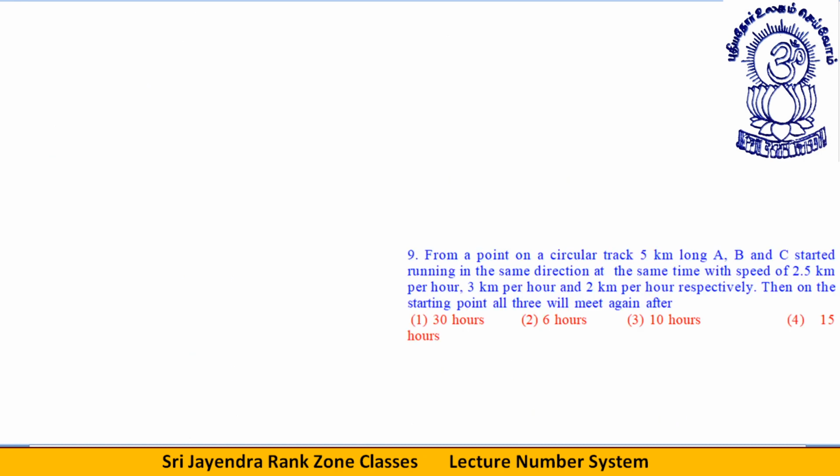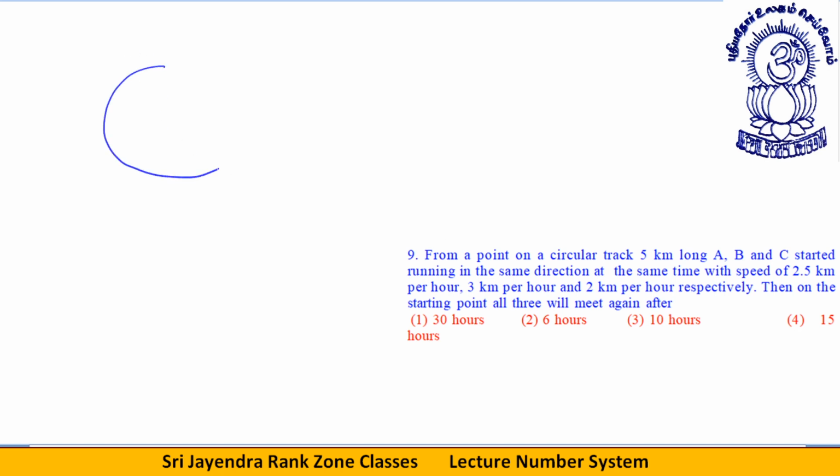This is literally a little bit tricky question, okay? From a point on a circular track 5 km long, A, B, C start running in the same direction at the same time with speeds 2.5 km per hour, 3 km per hour, and 2 km per hour. Then on the starting point, all three will meet again after?